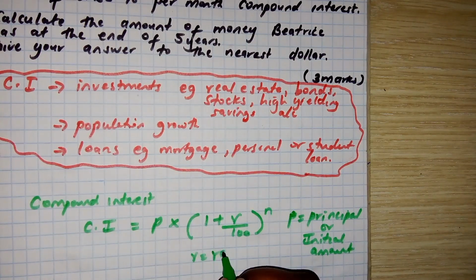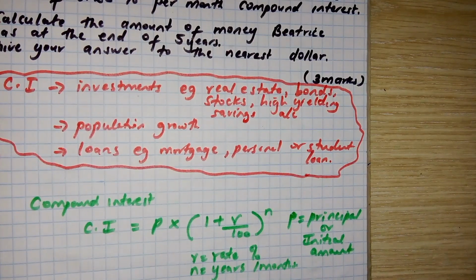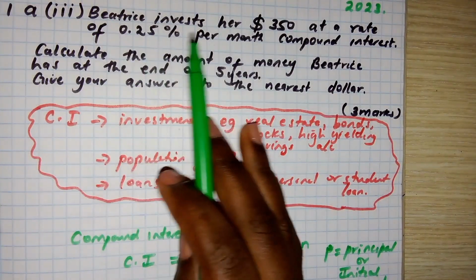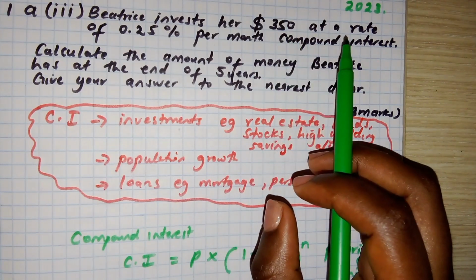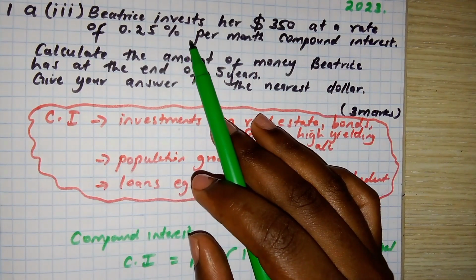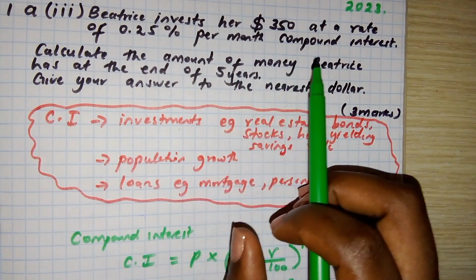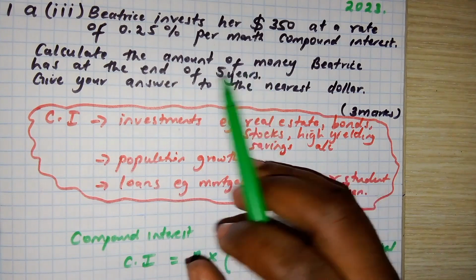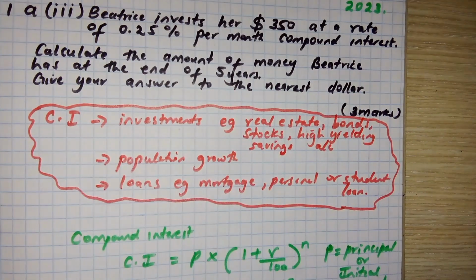R will be the rate. So the rate is normally in percent, and then N will be the years, or it can also be in months. So the question is, Beatrice invests $350 at a rate of 0.25% per month compound interest. Calculate the amount of money Beatrice has at the end of 5 years. Give your answer to the nearest dollar. So we'll apply this formula.